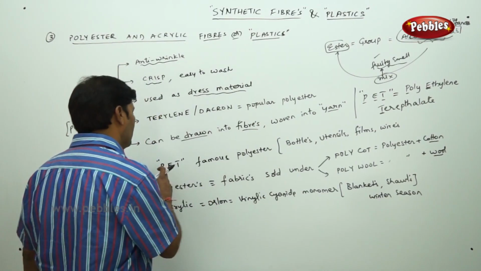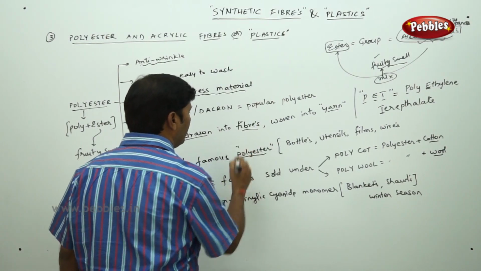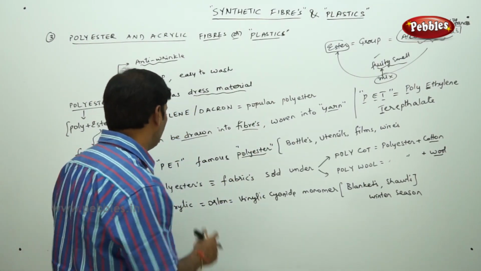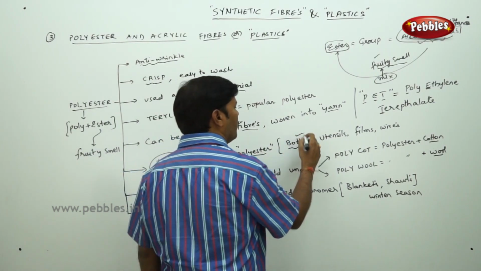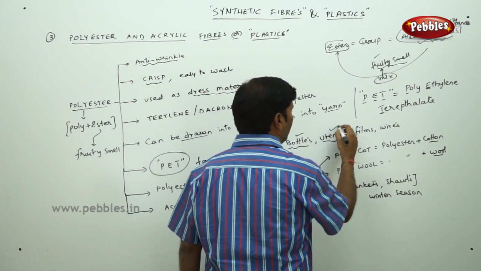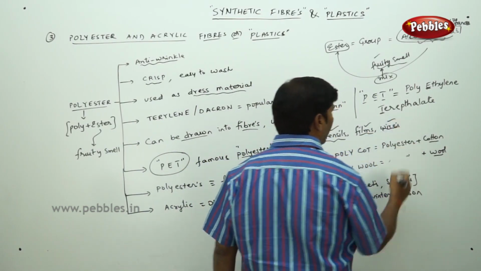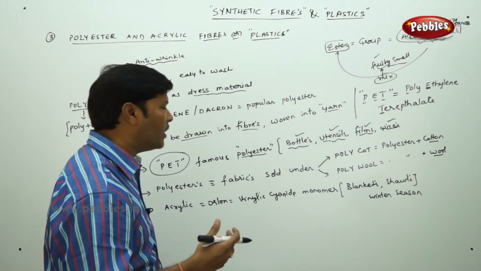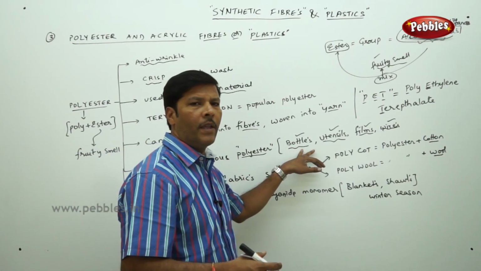So PET is also one more form of the polyester, and this polyester PET, in the form of polyester plastic, is used in the manufacture of bottles, different PET utensils, films, and also sometimes wires. All these have their unique characteristic features. PET bottles are very popular in our daily usage.